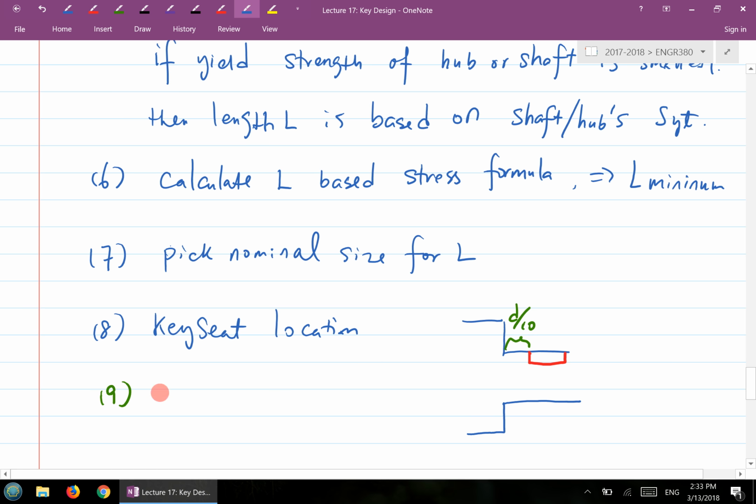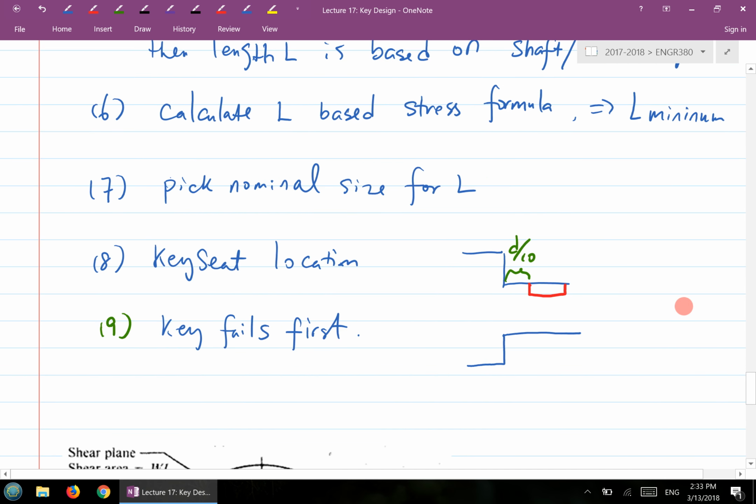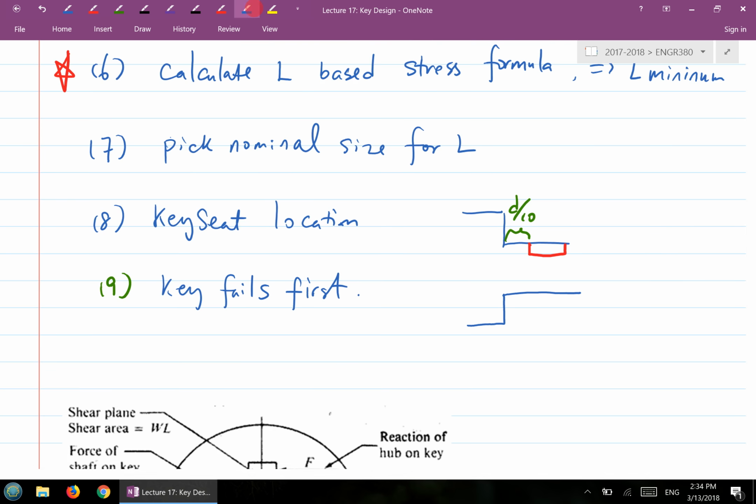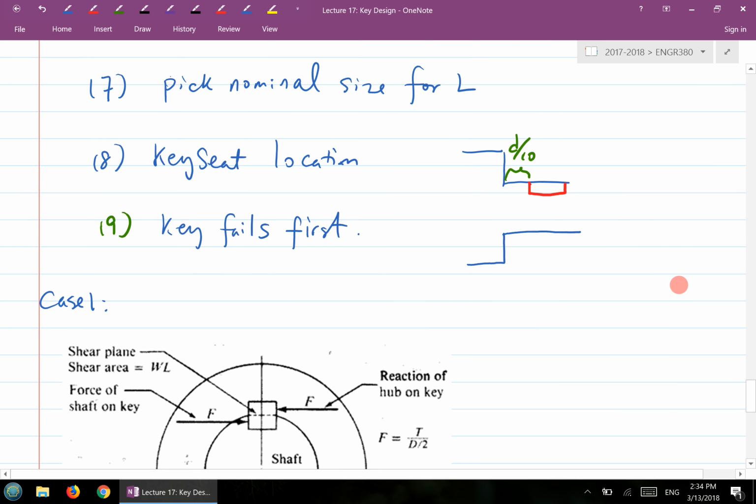Okay, the last thing that you want to remember, which I have listed, is that the key needs to fail first. So the key fails first. That's the typical steps for key design. So let's jump into details here, especially for step number 6. How do we calculate this L, and what formulas can we use to calculate this L? I'm going to give you 2 different cases. Let's look at the first case here.